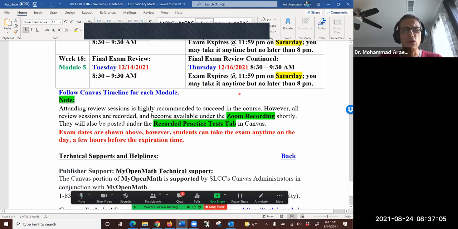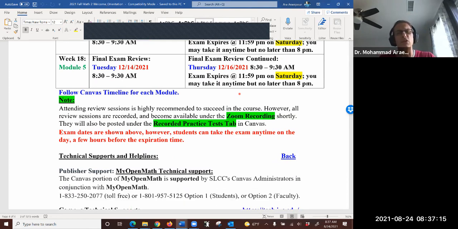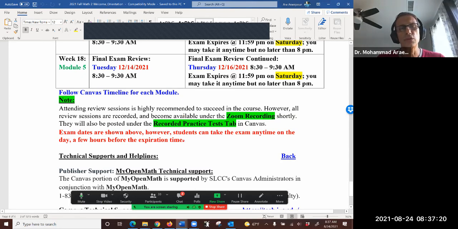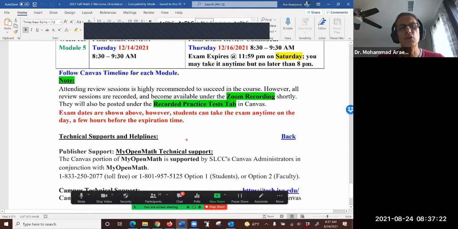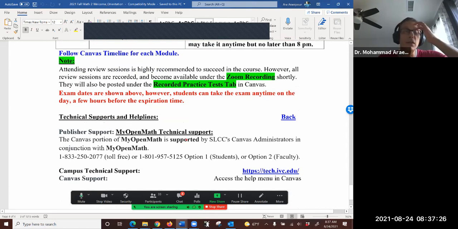As far as the Zoom recording and review sessions, everything will be recorded and posted for you. It'll be nice if you can make it there, but if you don't, the Zoom recording will be available to you shortly after it's been recorded. You can find it under the Zoom recording, or you can find it under the recording tab that I put on Canvas, and I will show you shortly.